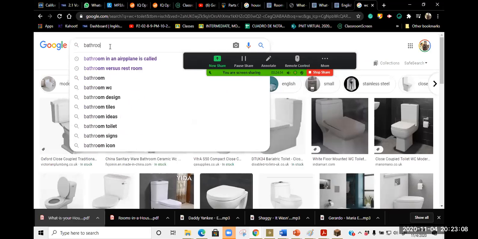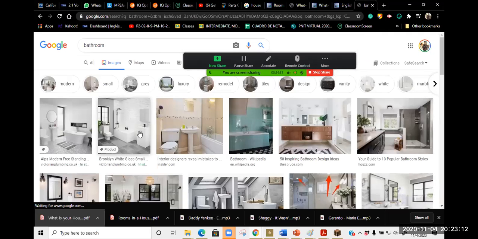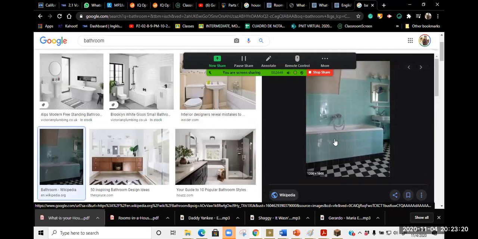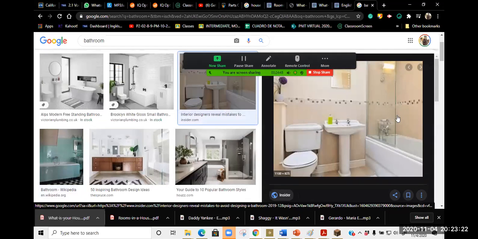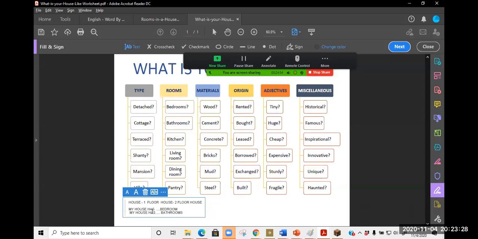Ahora bien, bathroom, this is the bathroom. Tiene que tener un shower, okay? Shower se le llama donde usted se ducha y tub se le llama la tina. So this is a tub and this is a shower. Entonces, su baño tiene un shower or tiene un tub. Do your bathrooms have a shower or a tub?